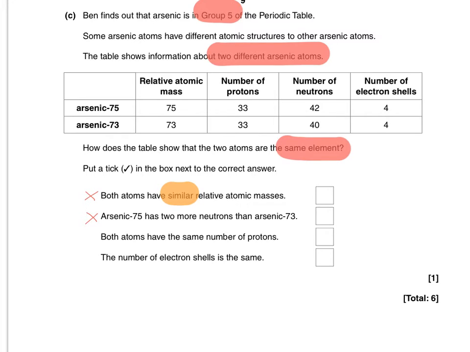Both atoms have the same number of protons, okay, and the number of electron shells is the same. Well, there'll be other elements with the same number of electron shells, but there won't be other elements with the same number of protons. So we can pretty confidently go with this one because it's got the same number of protons, and the proton number determines the elements.